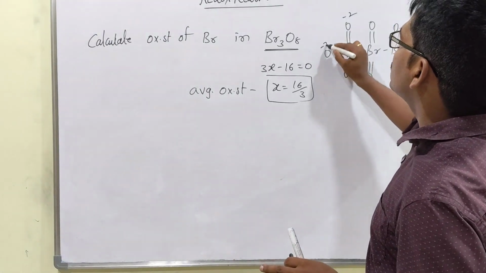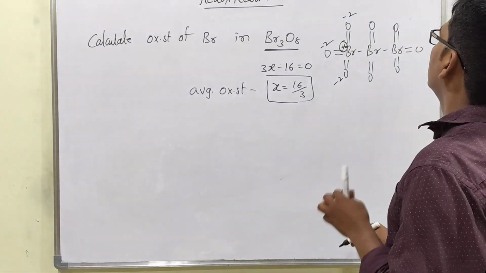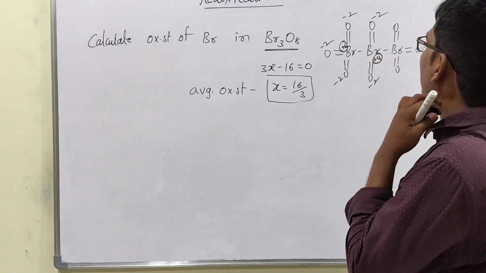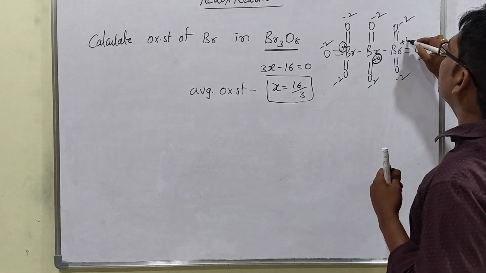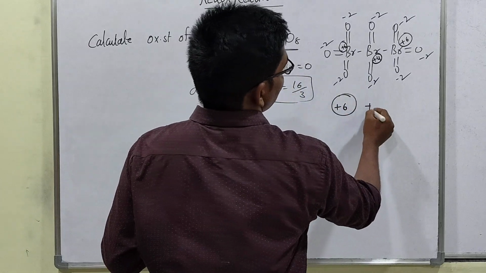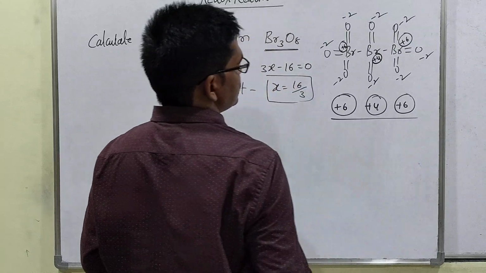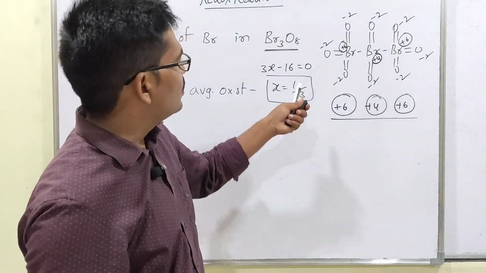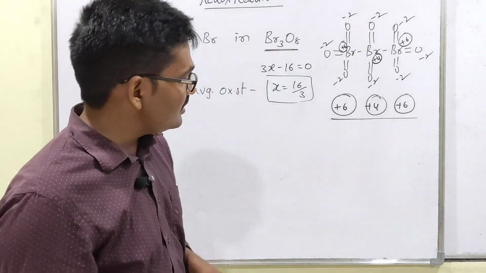Minus 2, minus 2, minus 2, so plus 6 for this one. Clear? Minus 2, minus 2, plus 4 for the middle bromine. Minus 2, minus 2, minus 2, plus 6 for the last. So plus 6, then plus 4, then plus 6. So this is the average oxidation state: total 16 divided by 3 atoms. Clear? Right.